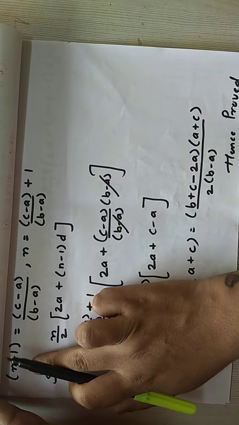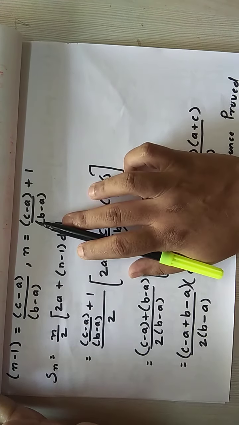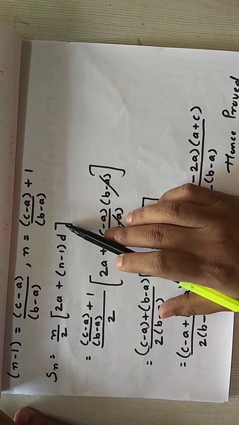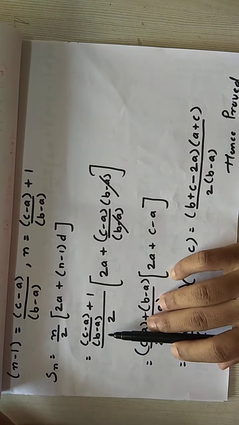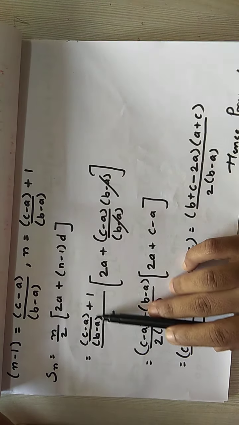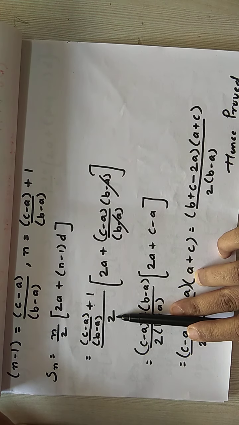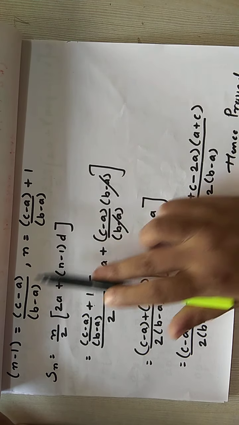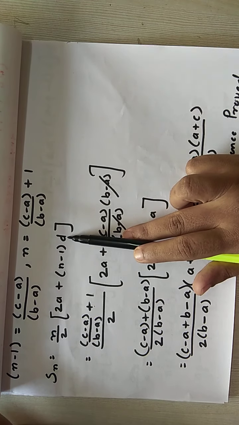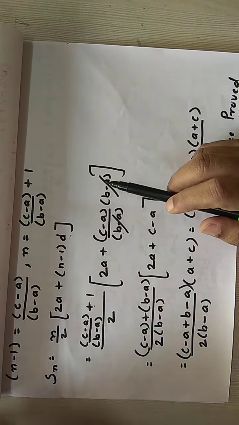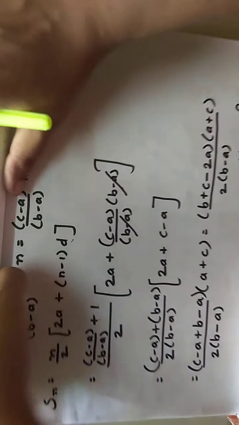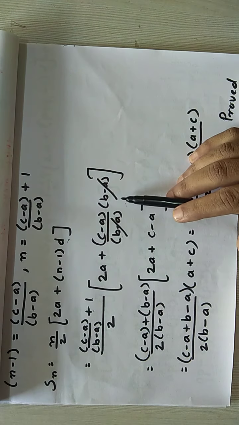See here again I have written what is n minus 1 and what is n. Sn formula is n upon 2 into (2a plus (n minus 1) into d). Now let's substitute n. N is C minus A upon B minus A plus 1. This upon 2 will be here, 2a plus n minus 1. This full thing is n minus 1, will come here C minus A upon B minus A, and d, common difference, is B minus A, as we have done on the first page.